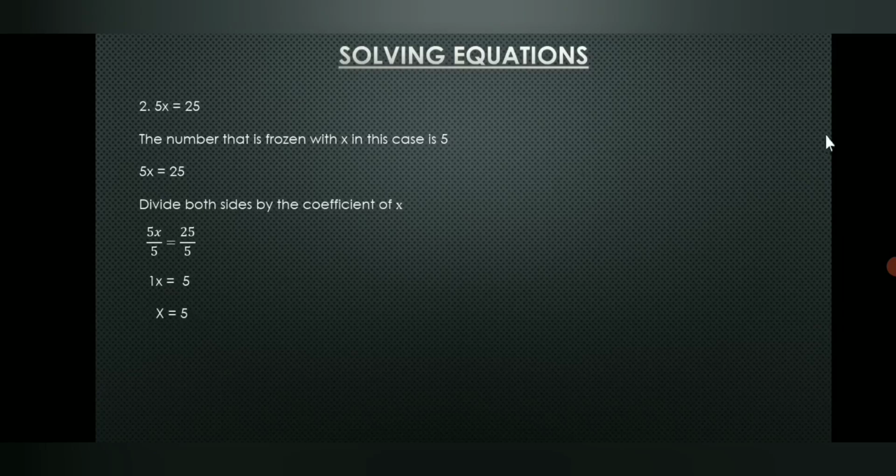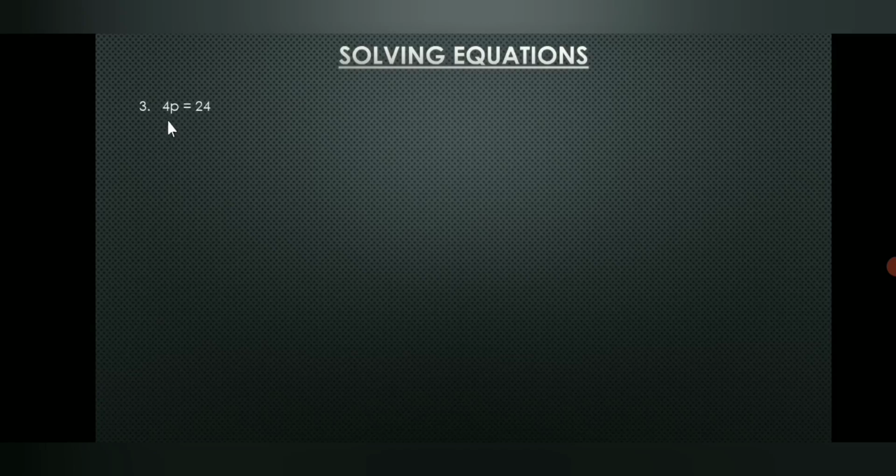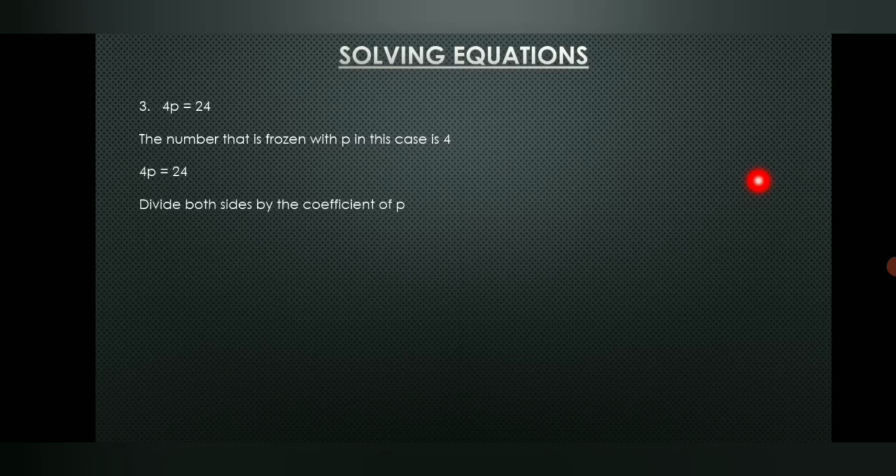So the same thing applies if we have another expression like, say, 4p equals to 24. Okay? So in this case, the number that is frozen with p is 4. So 4p equals 24. We'll divide both sides by the coefficient of p. So by dividing both sides by the coefficient of p, you find out that 4 will cancel 4. We'll have 1p. 4 into 24 will give us 6. So 1p equals to 6. Then we just write it as p equals to 6.